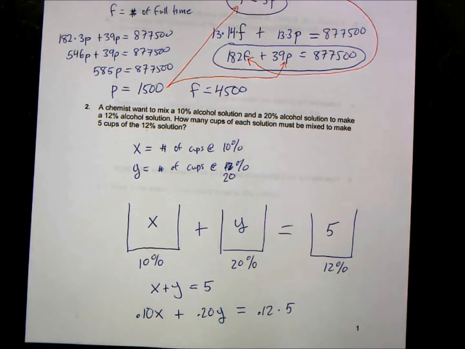That tells me how much acid I have altogether. I keep saying acid. Alcohol. It's alcohol. Okay, so there's my 2 equations.